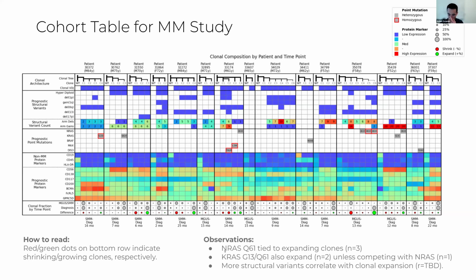Just in this cohort, you can see that NRAS Q61 is always tied to expanding clones. It always has green dots. The KRAS mutations also usually expand, except for that one case that I just showed you where it was competing with NRAS, and in that case, it lost out. And then I haven't shown it here, but in general, the more structural variants you have, the more likely a clone is to expand.